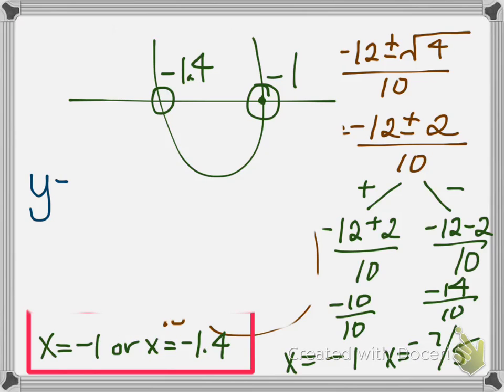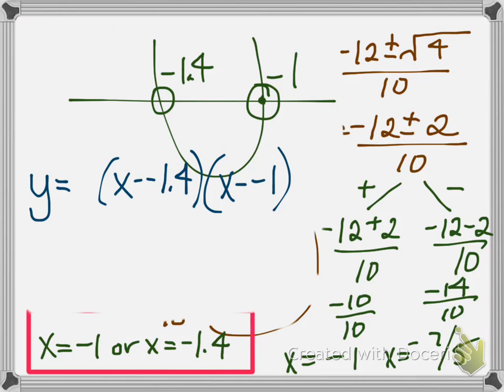We have y equals x minus negative 1.4 and x minus negative 1. There's our factored form, but we have to change our minus and negative to a plus. And the only other thing I have to do, and of course now I've erased it, is look back at my scale factor. What was my a value in this problem? Well, the problem started out y equals 5x squared. So 5 is my scale factor. So that is what goes out front here.